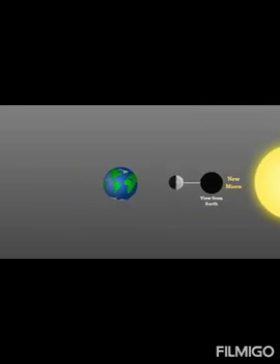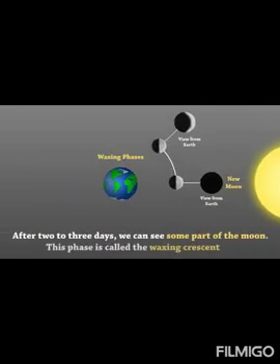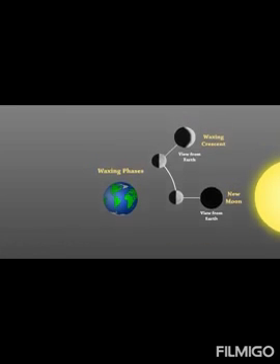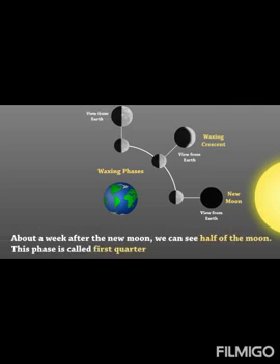After some days, when the moon's position changes and it gets slightly shifted, it receives light from the sun. So, after 2 or 3 days, we can see some part of the moon. This phase is called waxing crescent. You know, students, why it is called waxing? Yes, because the moon is gaining light. That is, it is expanding in illumination.